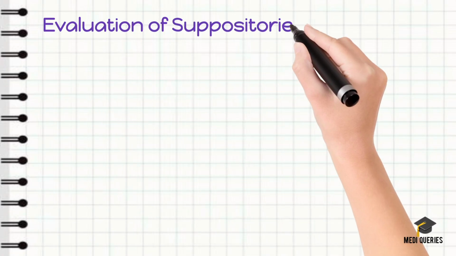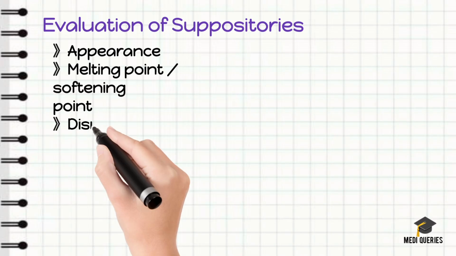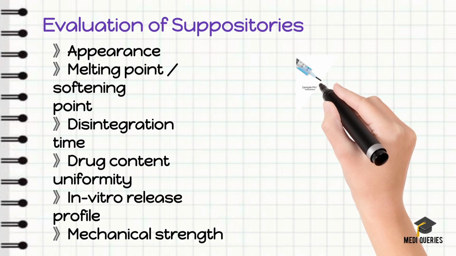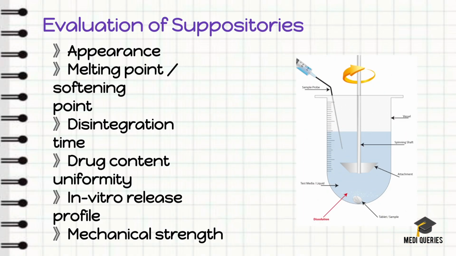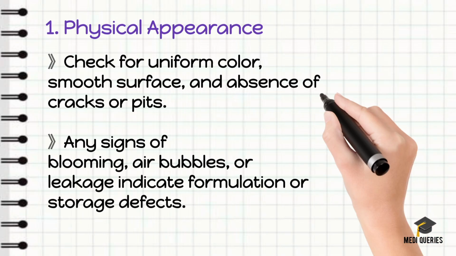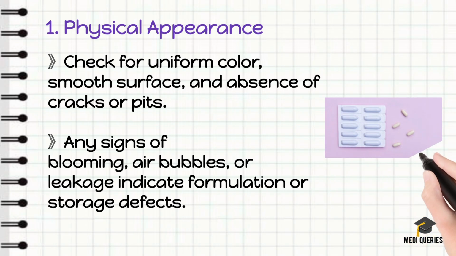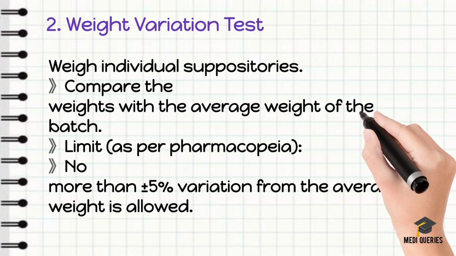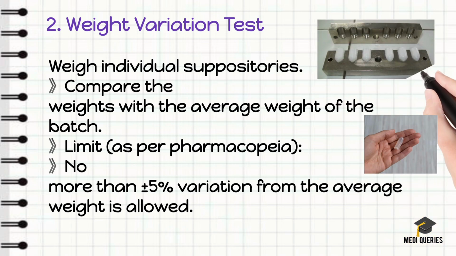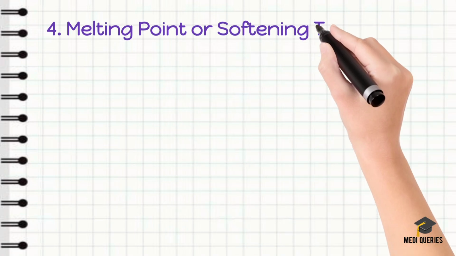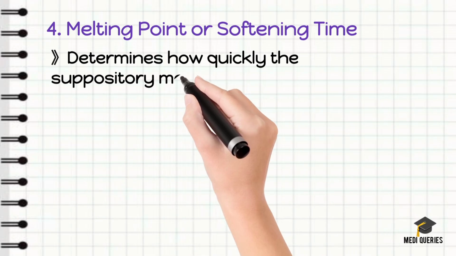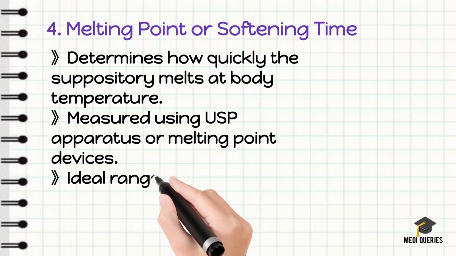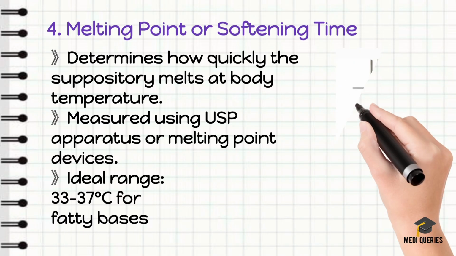The evaluation of the suppositories is crucial to ensure their safety, uniformity, and therapeutic effectiveness here. First, the physical appearance is checked for any cracks, air bubbles, or deformation which could affect the drug release. So next, the weight variation test which mainly confirms whether each suppository contains a uniform amount of drug in the base here. Okay, and next one is the melting point or the liquefaction test. It is performed to ensure the suppository melts or dissolves appropriately at body temperature.